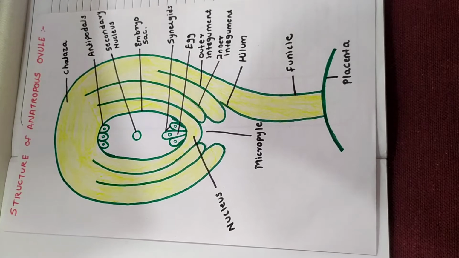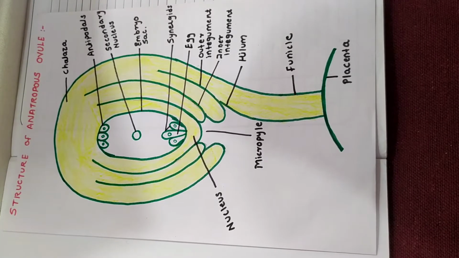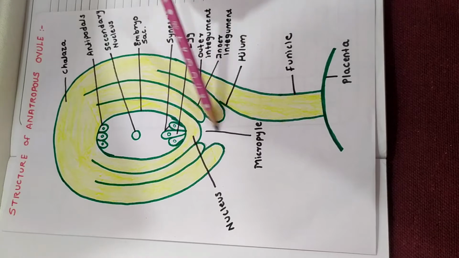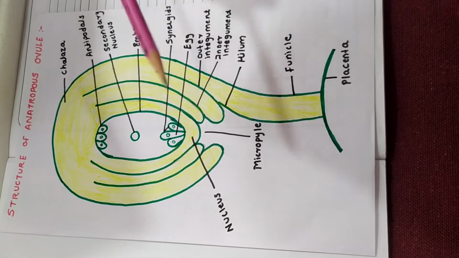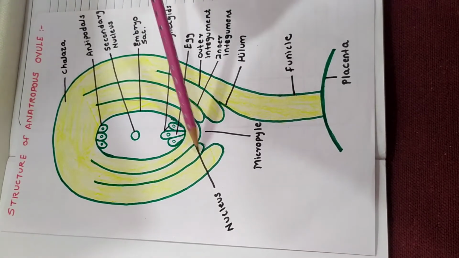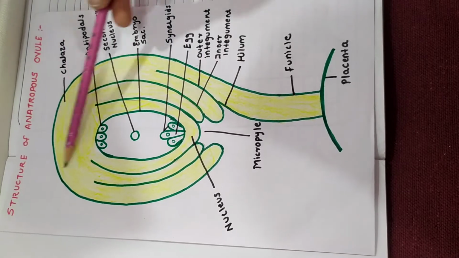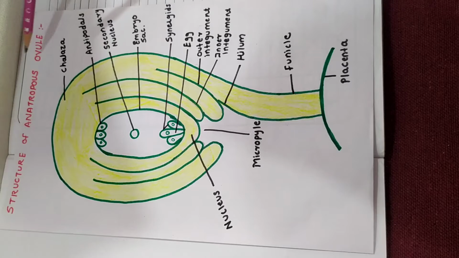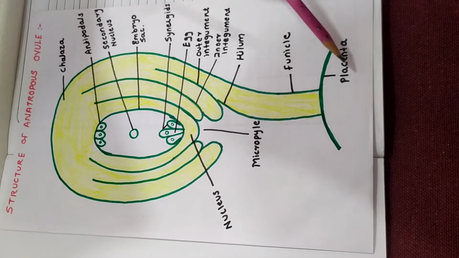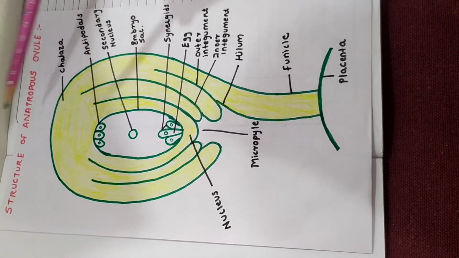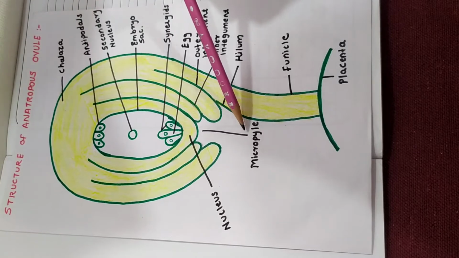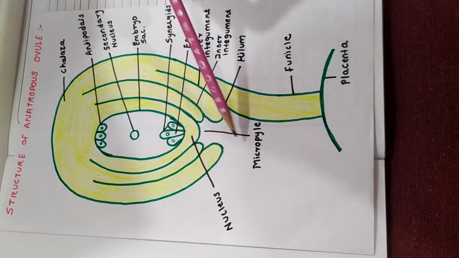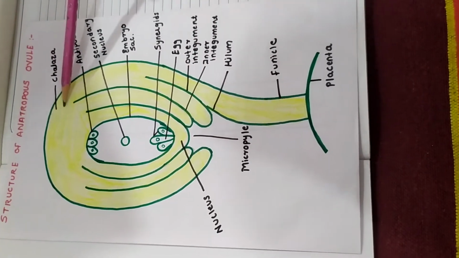A narrow opening at the base of the ovule is called the micropyle. Now this one is the apex and this part is the base of the ovule. The chalaza is the base of the ovule, directed opposite to the micropyle. What is the chalaza? The chalaza is the base of the ovule which is directed opposite to the micropyle. The micropyle is the apex and the chalaza is the base.